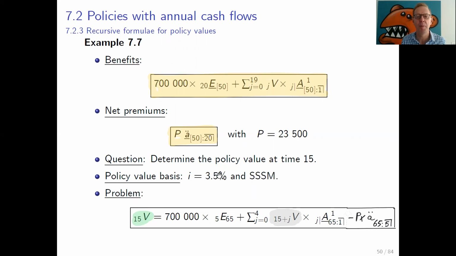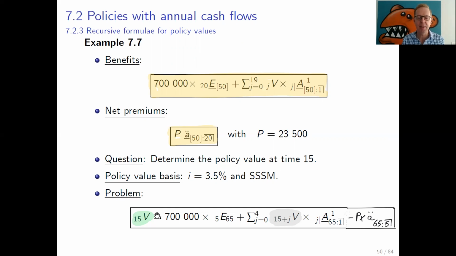The question now is determine the policy value at time 50. For this contract, let us determine the policy value at time 50. The policy value basis, we choose an interest of 3.5% and the standard select survival model. And now we set up our expression for the policy value.